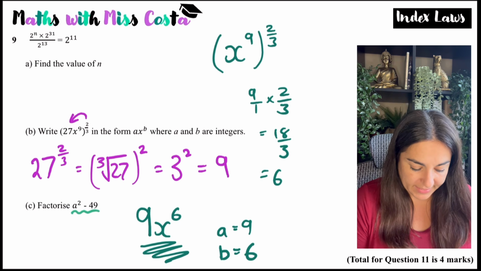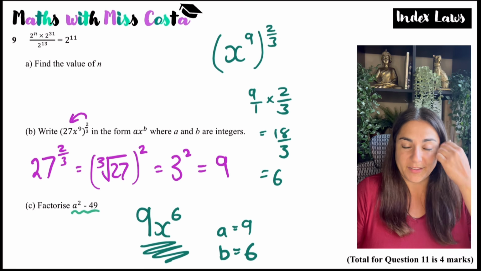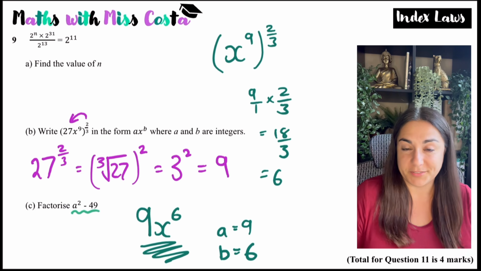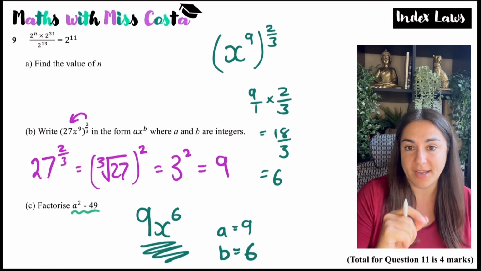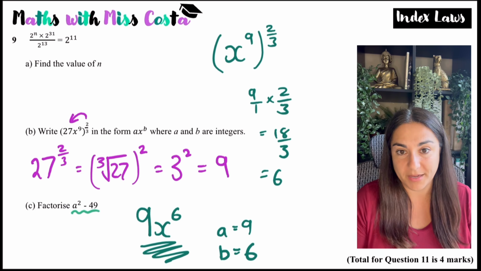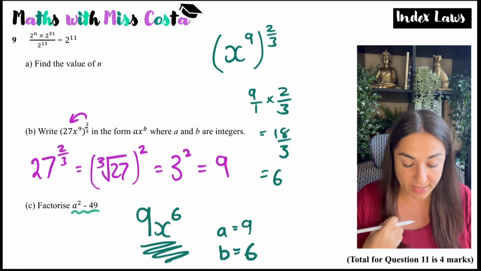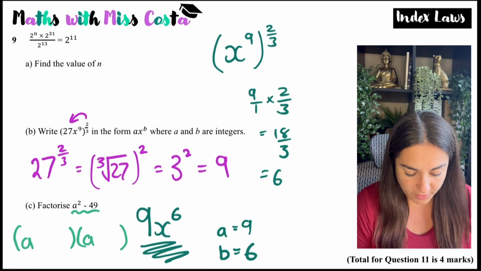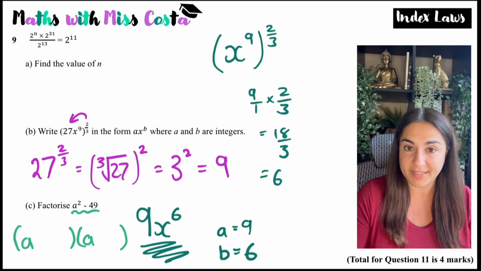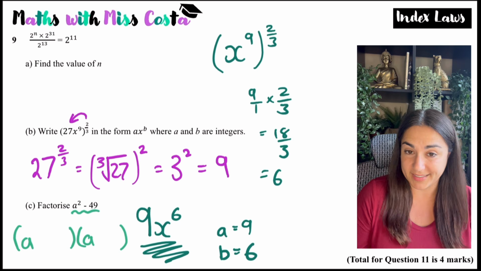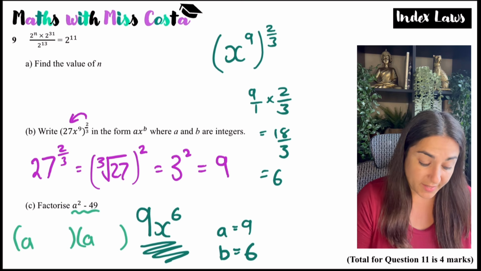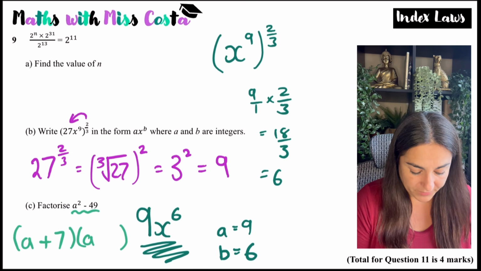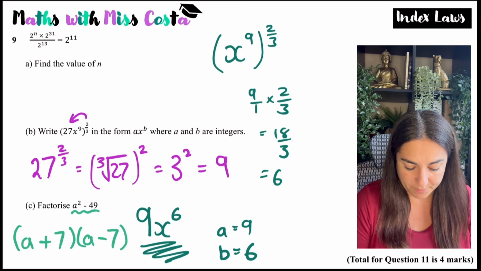The last bit is factorise a squared minus 49. So this is just a quick cheeky little reminder about the difference of two squares. When you've got a square number, take away another square number, i.e. the difference between two square numbers, you factorise it as the square root of the first one plus the square root of the second one, and the square root of the first one minus the square root of the second one. So the square root of a squared is going to be a. The square root of 49 is 7. So it's going to be a plus 7, a minus 7.